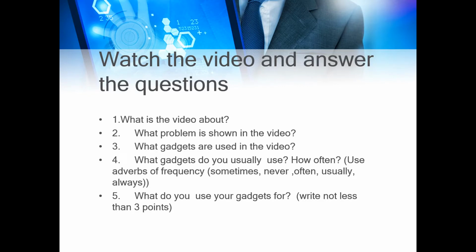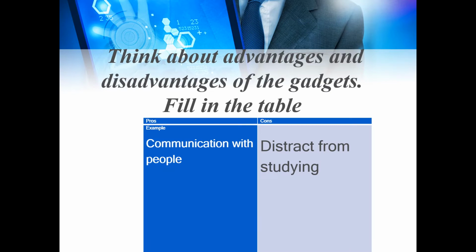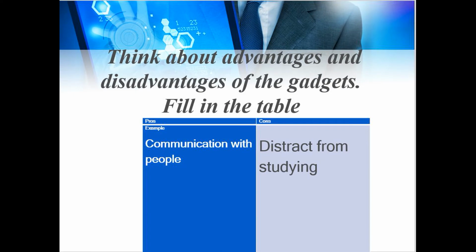Read questions one more time and write down the answers in your notebooks. Now I want you to think about advantages and disadvantages of the gadgets. You have the table. Your task is to fill in the table, pros and cons. Some examples are given to you.